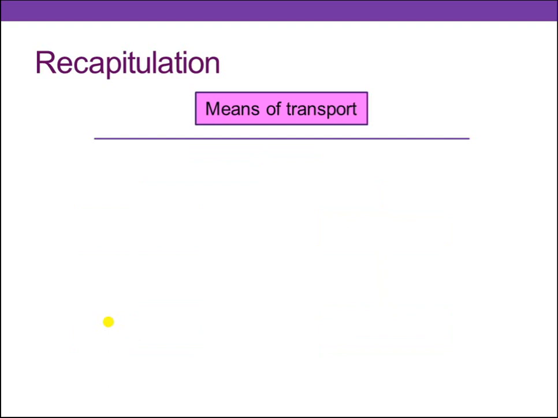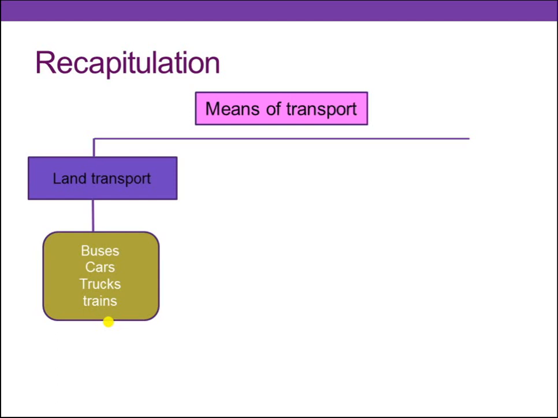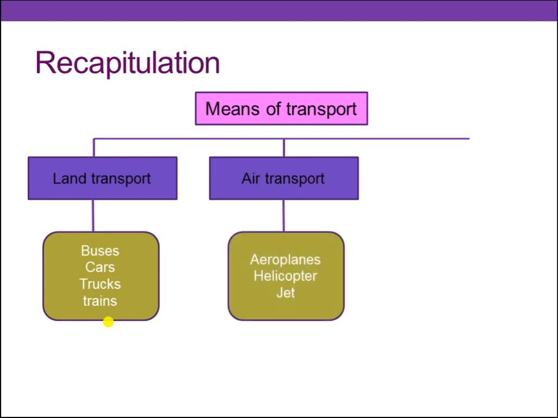Next, let's see the means of transport. So, what is means of transport? Do you remember? The vehicles we use to travel are known as means of transport. Under this, we learned land transport. What are the land transport? Buses, cars, trucks, trains. These are the land transport. And the second one, air transport. What are the vehicles that come under air transport? That is aeroplane, helicopter, jet, hot air balloon, etc.